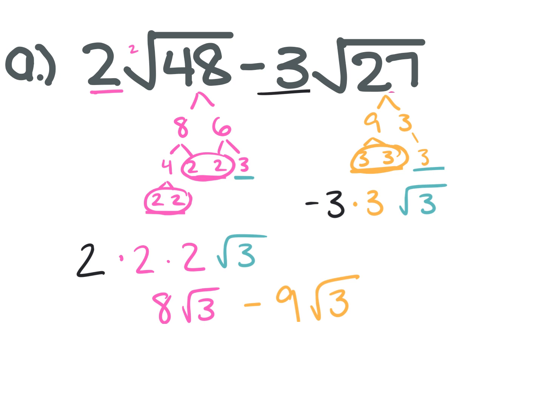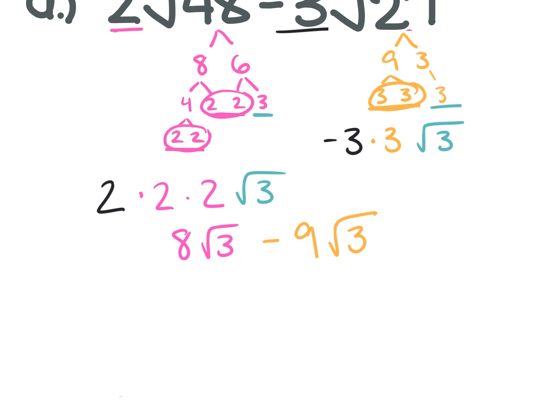Can I now subtract these together? Yeah, we have the same square root. When we subtract them, we just subtract the numbers out front. So we have 8 minus 9. What's 8 minus 9? Negative 1. So negative 1 square root 3.